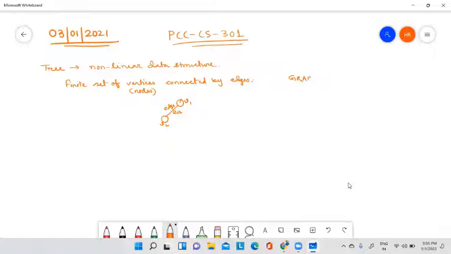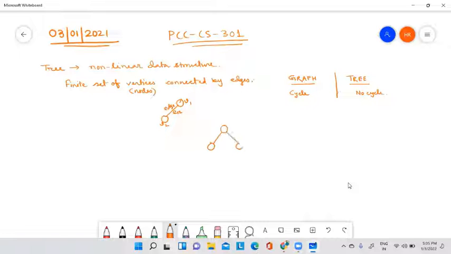Now the same terminology is also used in the case of a graph. A graph is also a kind of non-linear data structure, but the basic difference between graph and tree, and remember this is a very important difference, is that in the case of a graph there may be a cycle, while in the case of a tree there will be no cycle. Now what does it mean?